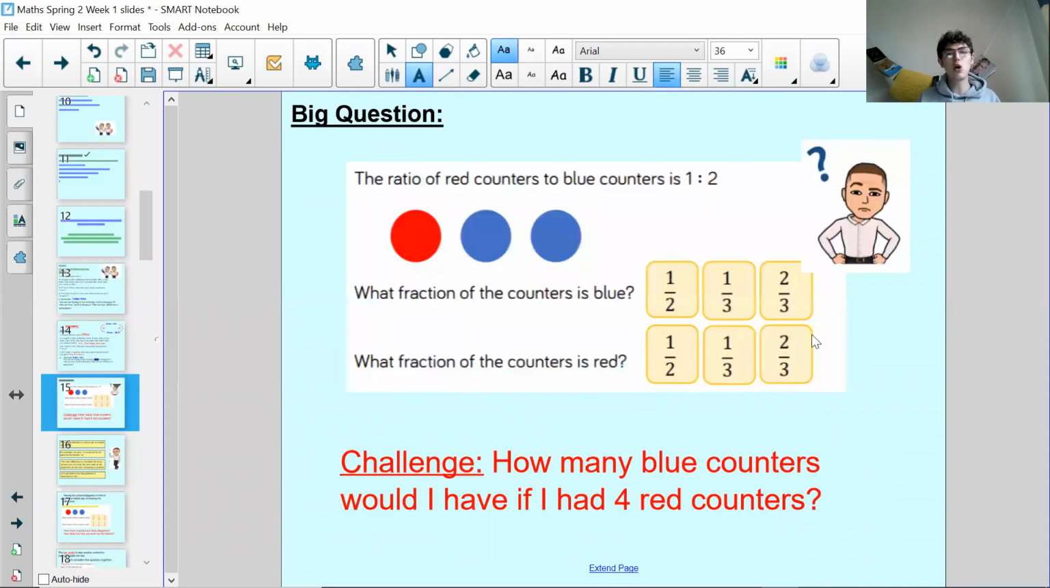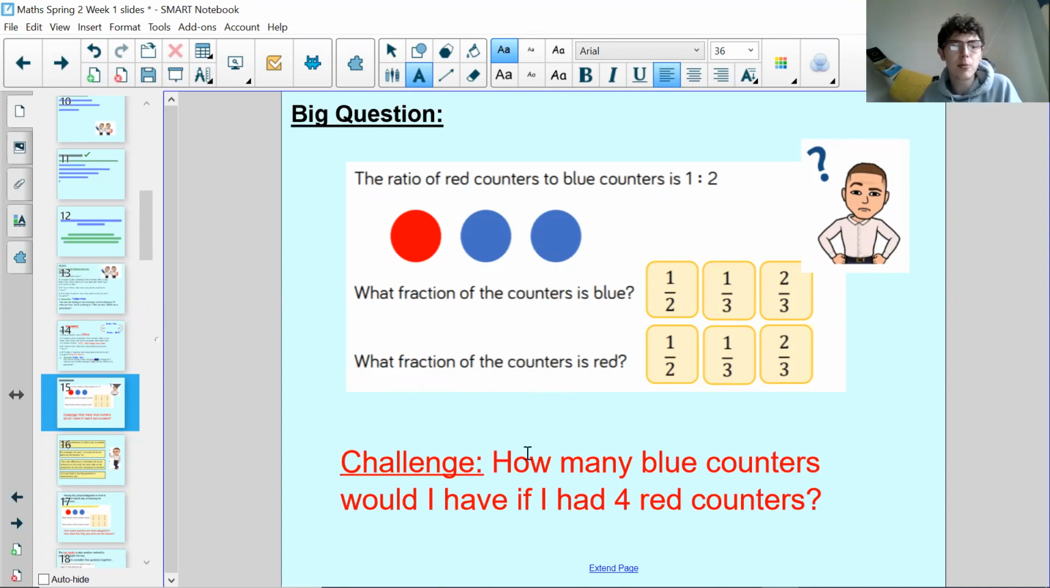So moving on to our big question. It's right here on screen. The ratio of red counters to blue counters is 1 to 2. What fraction of the counters is blue? Half, third, or 2/3? And what fraction of the counters is red? You're given the same options.